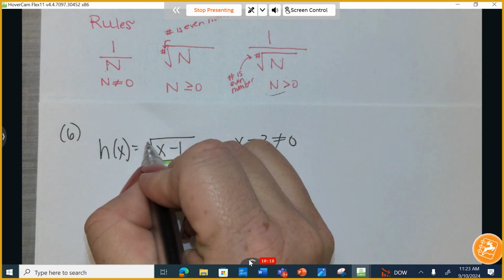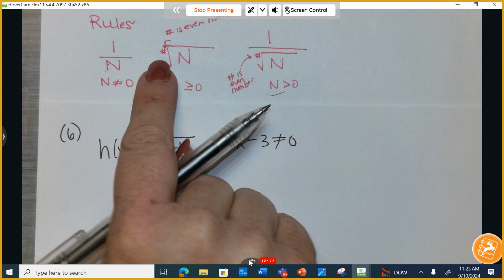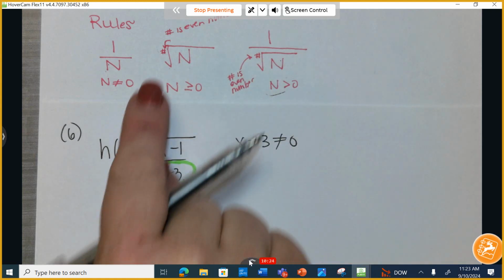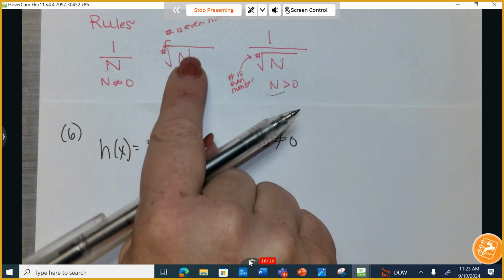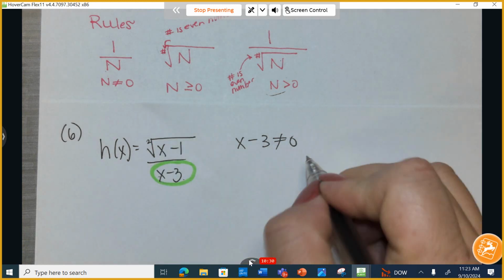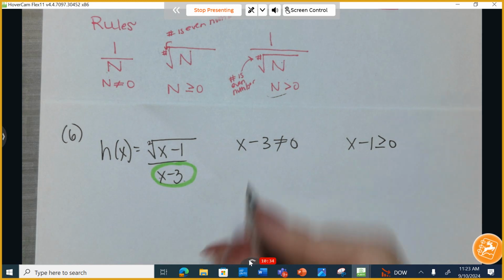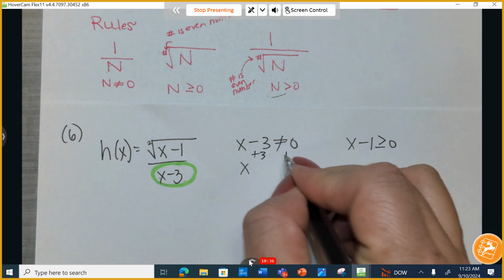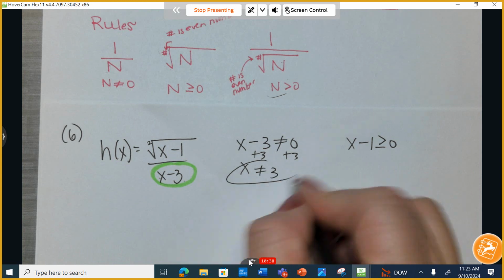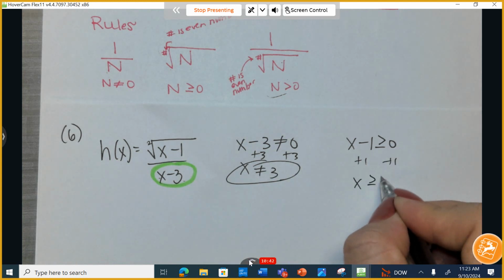We have a radical, and when you don't see the nth root, it's a hidden 2. If the nth root is even, then we follow these two rules. We have a radical in the numerator. That means the value inside has to be greater than or equal to 0. So x minus 1 has to be greater than or equal to 0. Okay, that means if I add 3 to the opposite side, x cannot equal 3. And if I add 1 to the other side, x is greater than or equal to 1.